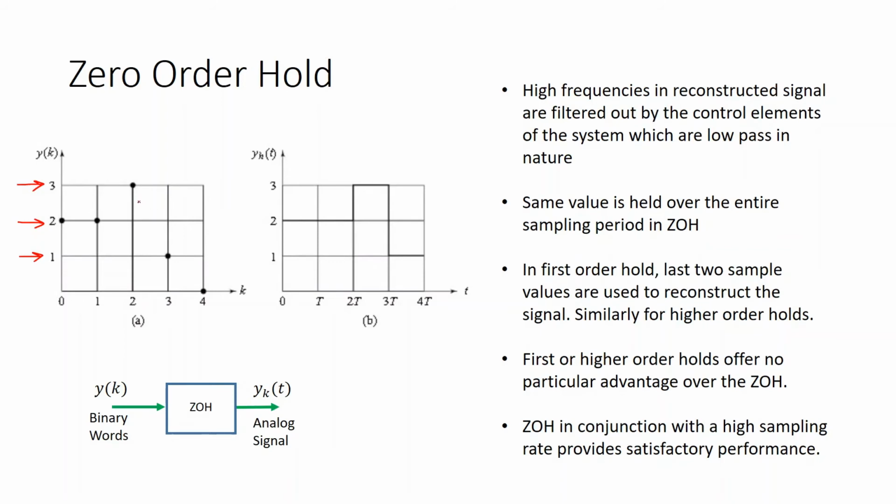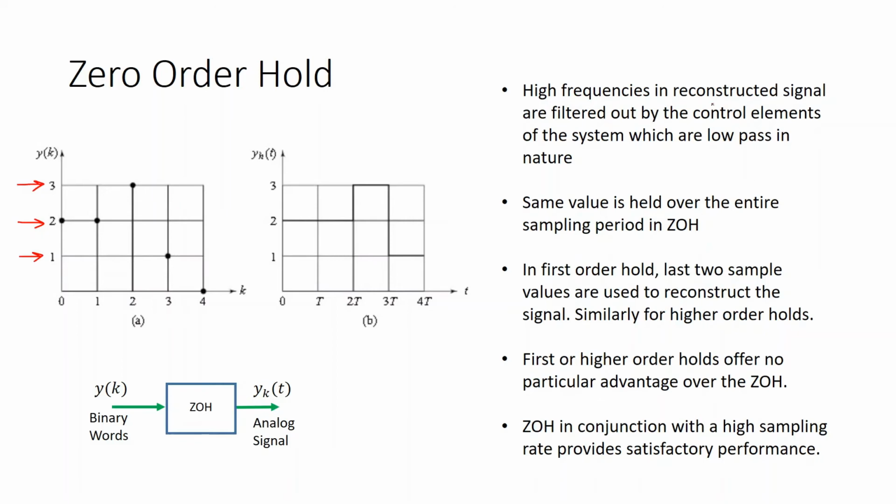Now what we intend to do is extend this value throughout this sampling period. You see, this value is getting extended throughout this sampling period, then there is a change in value, and that is also getting extended throughout the sampling period. This is how the zero order hold works. The zero order hold simply holds the previously generated analog value for the entire period. That is the functioning of the zero order hold.